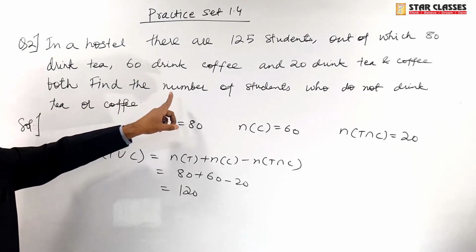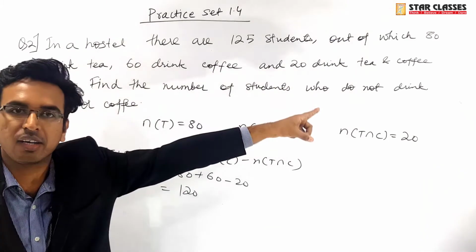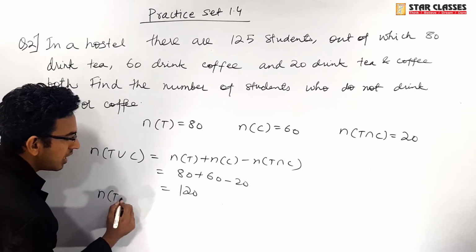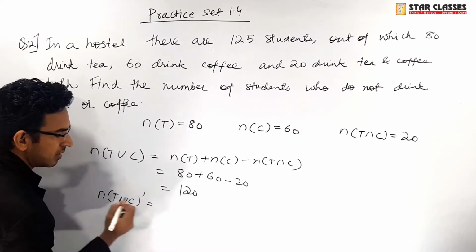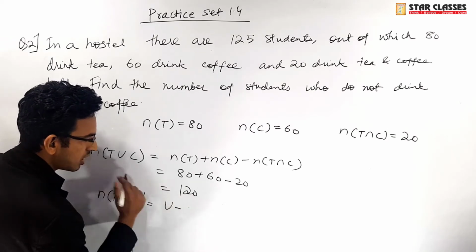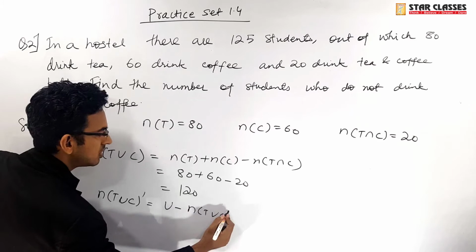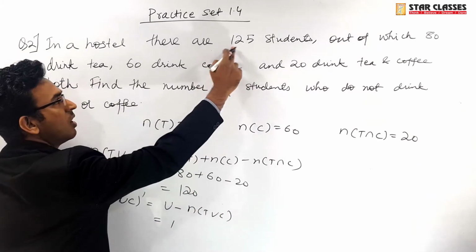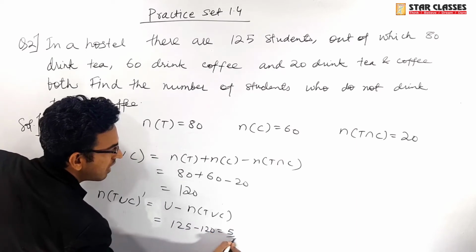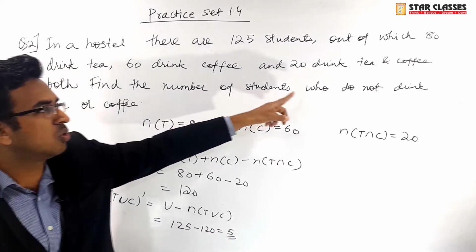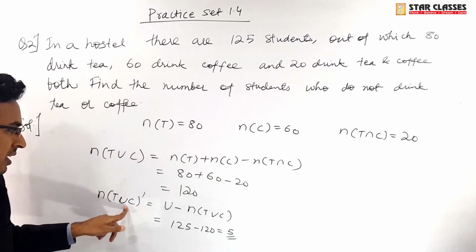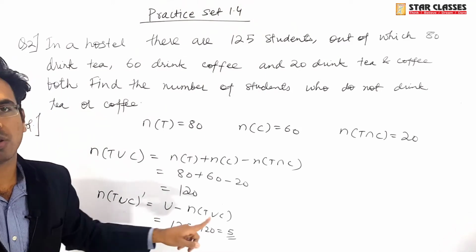Okay. So we have to find the number of students who do not drink tea or coffee. So the number of students who do not drink tea or coffee is n of T union C complement. That is universe minus n of T union C. The universe has 125 students. 125 minus 120. That is 5. Therefore, 5 students do not drink tea or coffee. You know, any complement is basically deducting it from the universe. Understood?